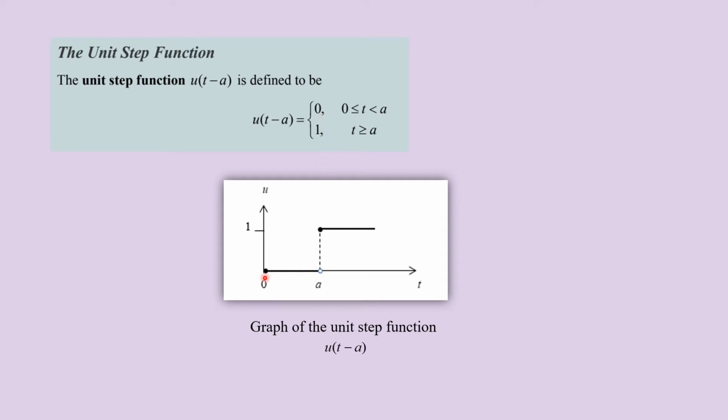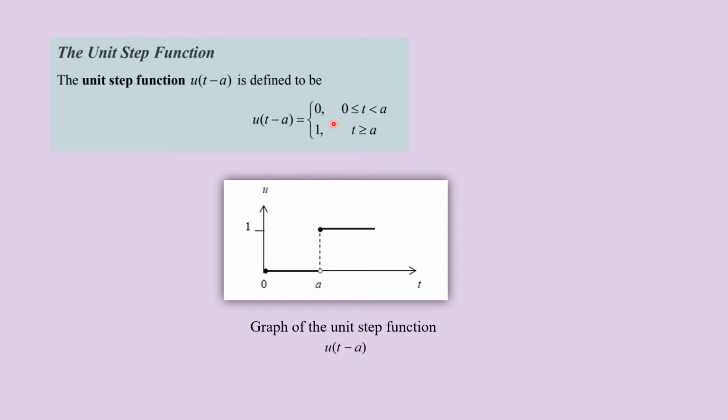Okay, so this is equal to 0. At the point when t equals a, the function starts to jump up by 1 unit, and it remains at the number 1 for t larger than or equal to a. So u(t − a) equals 1 for t larger than or equal to a. This is the definition of the unit step function.